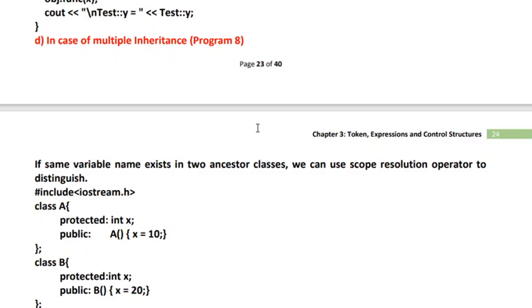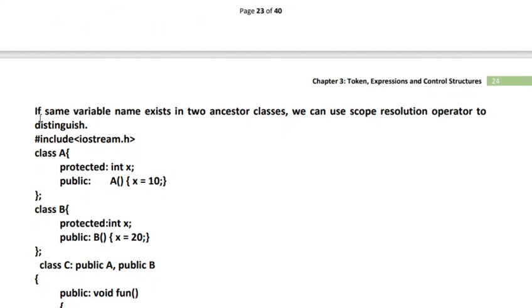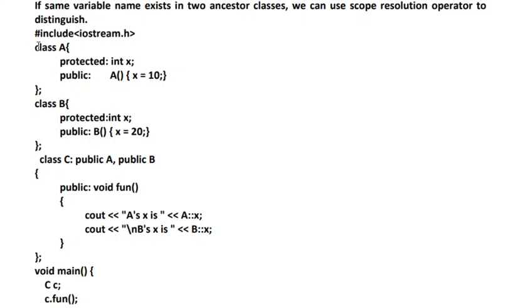Now the fourth reason why we make use of the scope resolution operator is in the case of multiple inheritance. Just see here, if the same variable name exists in two ancestor classes, we can use the scope resolution operator to distinguish between them. Here we have two classes A and B, right?